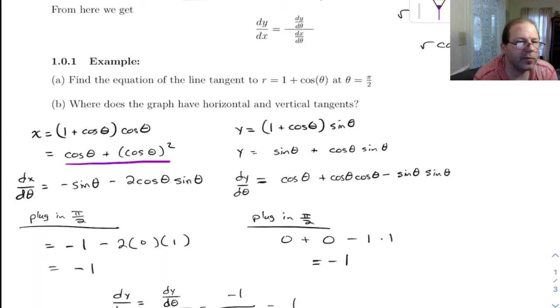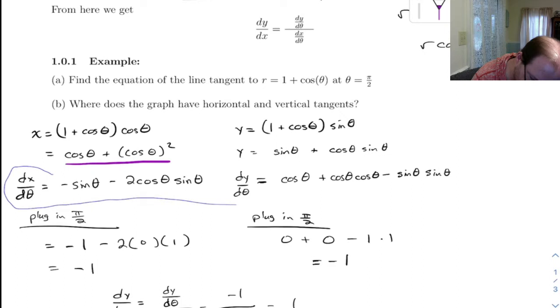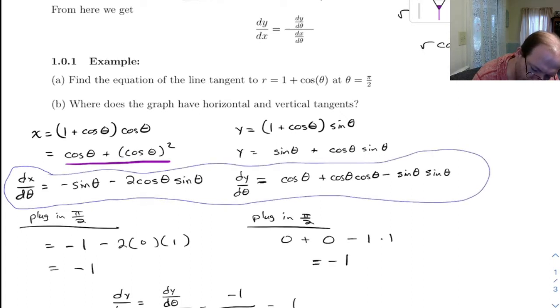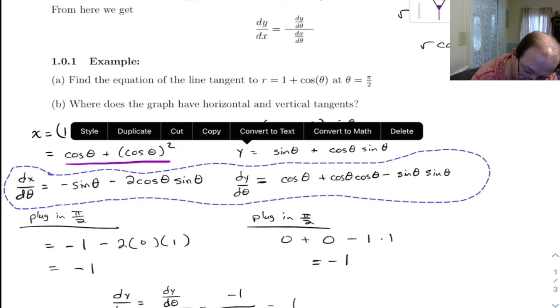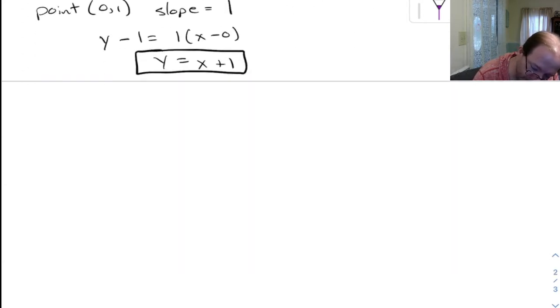All right, let's see about doing part B of this example. Where does the graph have horizontal and vertical tangents? The only place it can have a horizontal tangent is where dy d theta is 0. And the only place where it can have a vertical tangent is where dx d theta equals 0. So I'm going to copy these. I'm going to come down here and set them equal to 0.